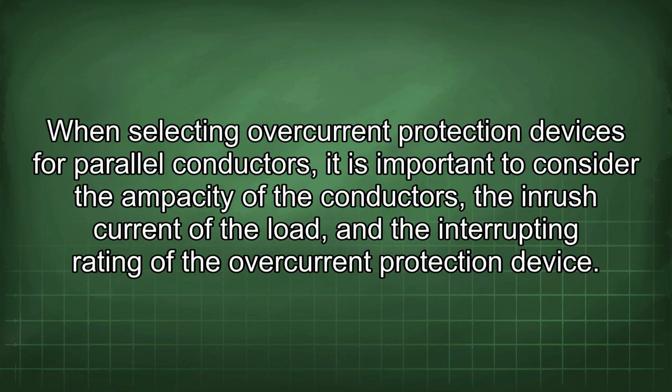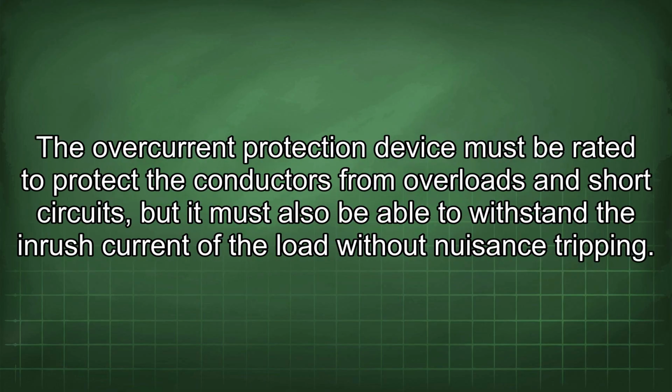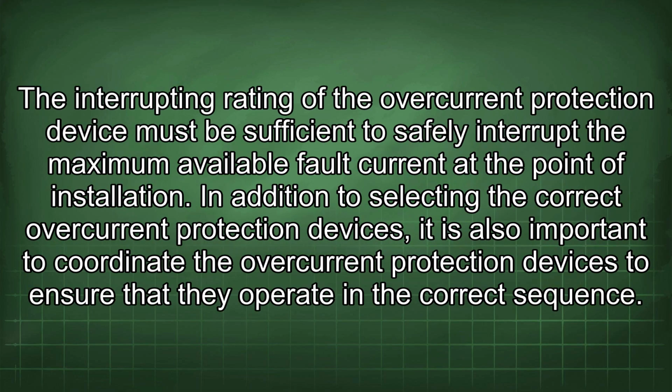When selecting overcurrent protection devices for parallel conductors, it is important to consider the ampacity of the conductors, the inrush current of the load, and the interrupting rating of the overcurrent protection device. The overcurrent protection device must be rated to protect the conductors from overloads and short circuits, but it must also be able to withstand the inrush current of the load without nuisance tripping. The interrupting rating of the overcurrent protection device must be sufficient to safely interrupt the maximum available fault current at the point of installation.